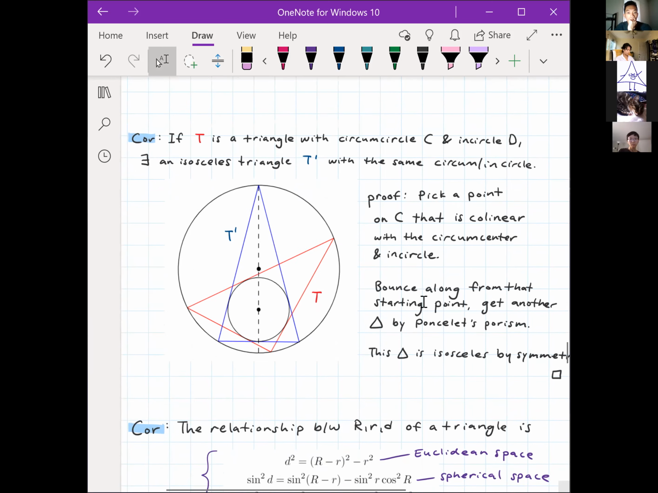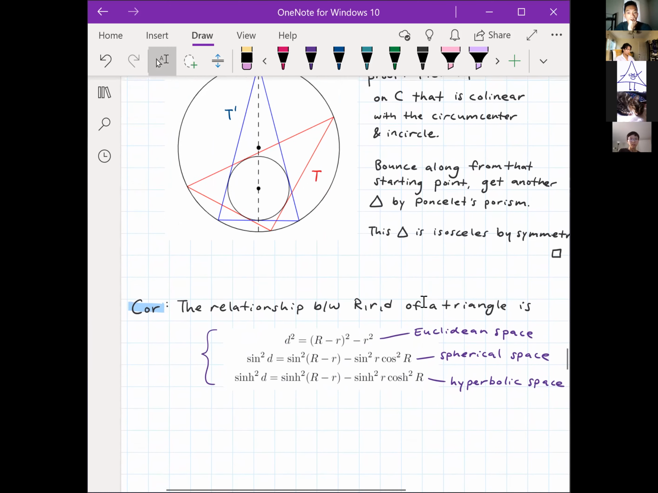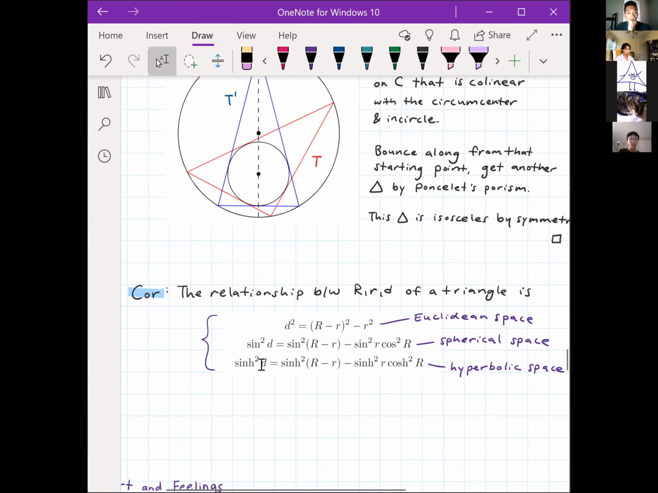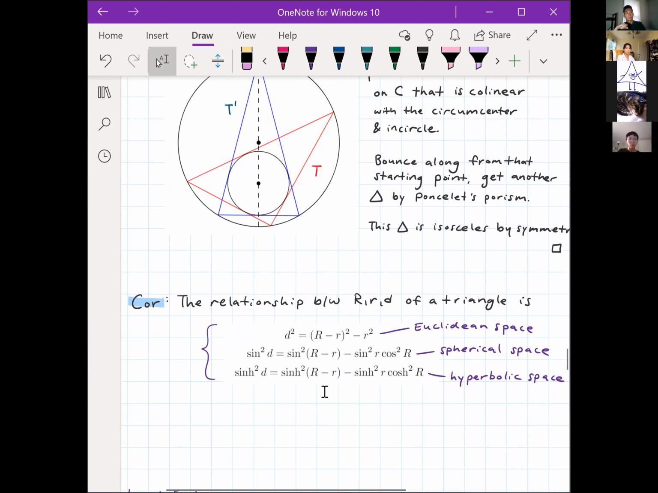So what that gives us is that the formula that Jacob and I found together actually holds in general. Since it holds for isosceles triangles, it also holds for these general triangles, because you can just shift it to the isosceles case and then have this relation hold there. And then since d, R, and r are not changing as you go back to your original triangle, it's also going to hold for T.